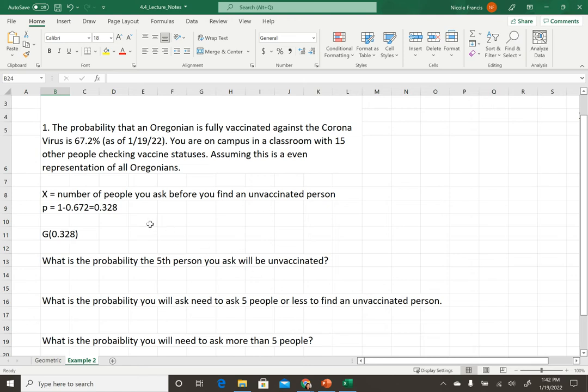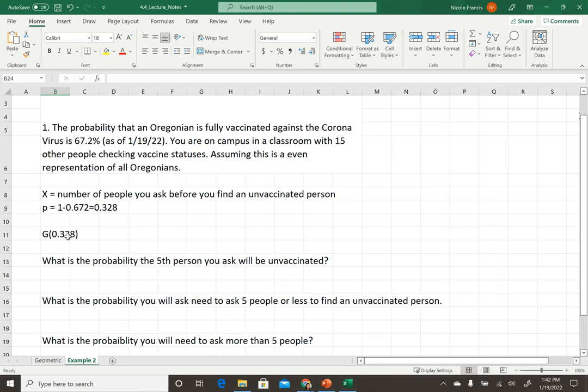X is going to be our random variable, the number of people you have to ask before you find an unvaccinated person. So we're going to say finding an unvaccinated person is our success, air quotes, and the probability of a success in this case would be 1 minus the probability of being vaccinated. So a success has probability 0.328. And we would represent this as geometric 0.328.